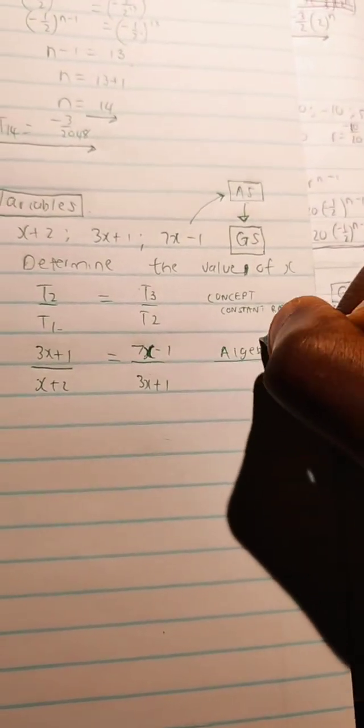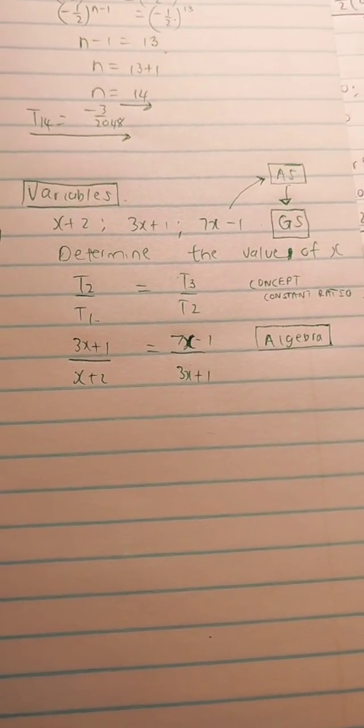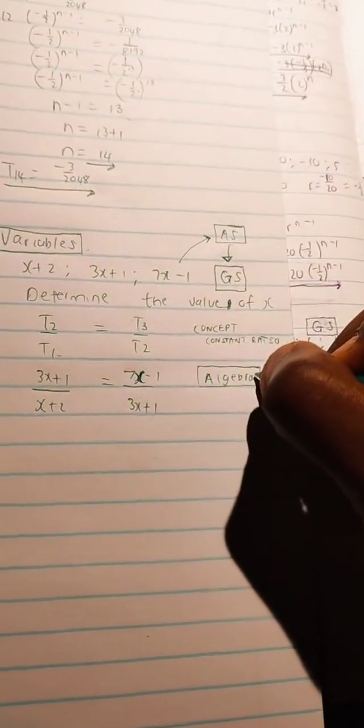Okay, so we will definitely have used the what? The constant difference. All right, T2 minus T1 is equal to T3 minus T2. That's what we would have used. And then, guys, algebra would have had to kick in.